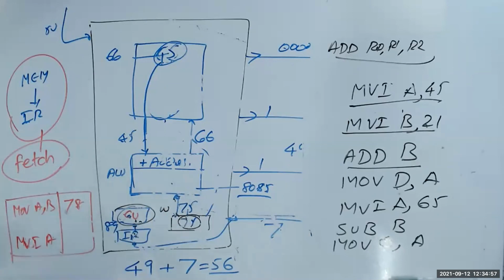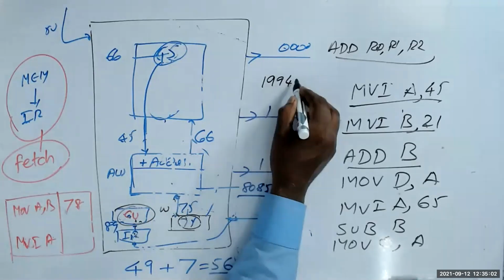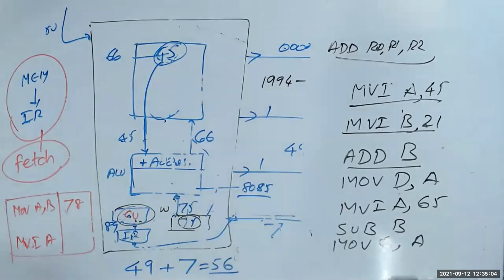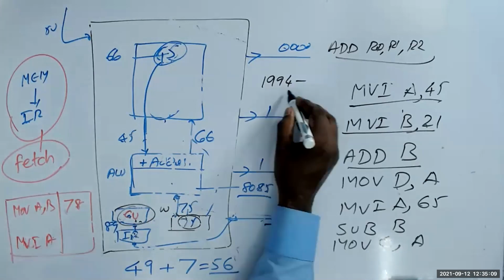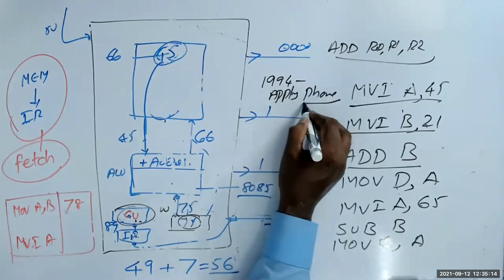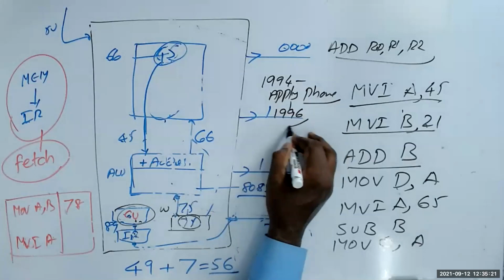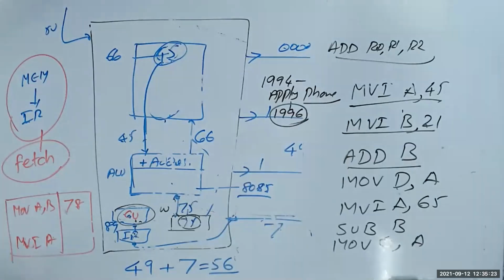In 1994, I started a company at Chennai about network training and other things. I had to apply for a phone. I didn't have a phone. I got the phone in 1996. Can you think today, 25 years back, if I had to apply for a phone, I had to wait for 2 years.